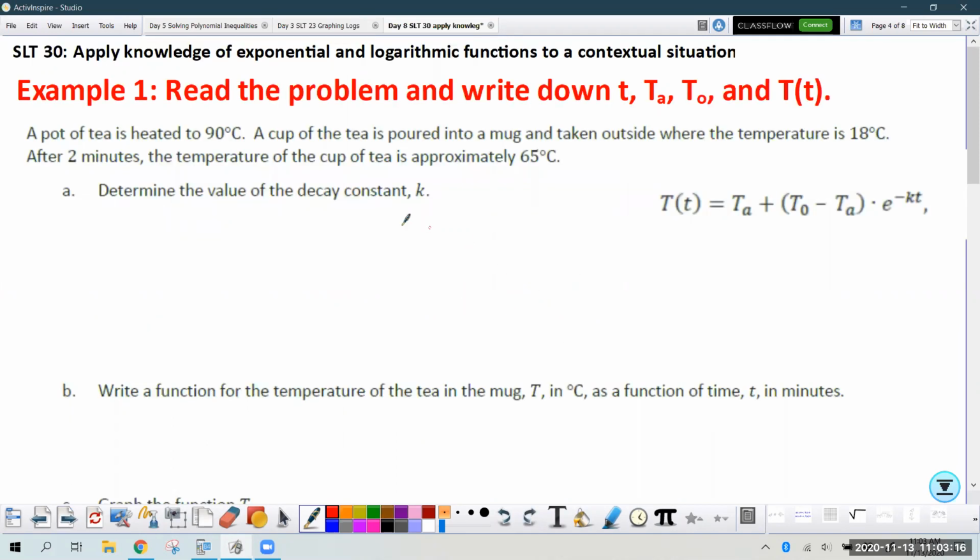So here's the first problem. We're going to pause the video for you to read the problem, write down what these variables are before we do any of the other work. So write down this entire problem, set up, write down this equation again, and now we'll pause the video for you to pull out what these variables are.